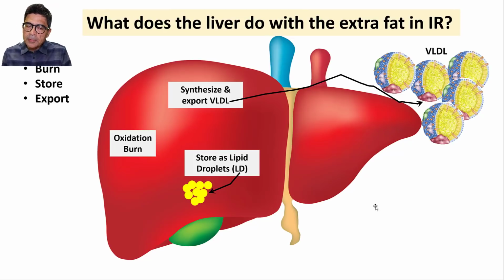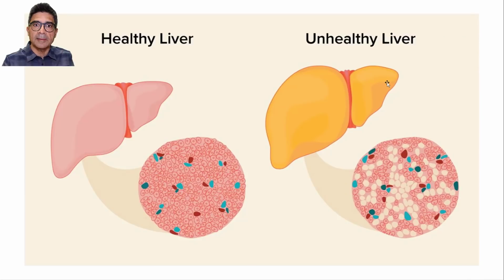So what does the liver do with the extra fat? It can either burn it, or it can store it as lipid droplets, and these lipid droplets, if they increase in number, can cause fatty liver disease, or it can export it as VLDL. So it's exporting triglycerides as fat-filled lipoprotein molecules called VLDL.